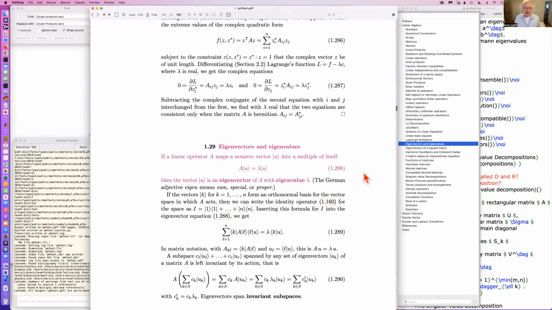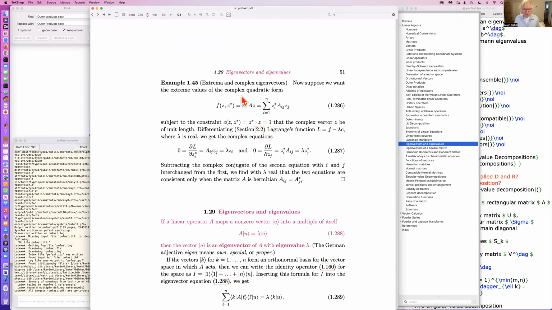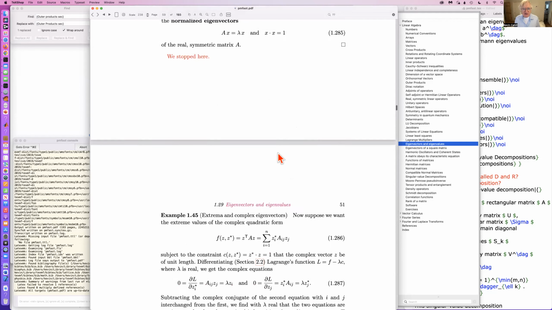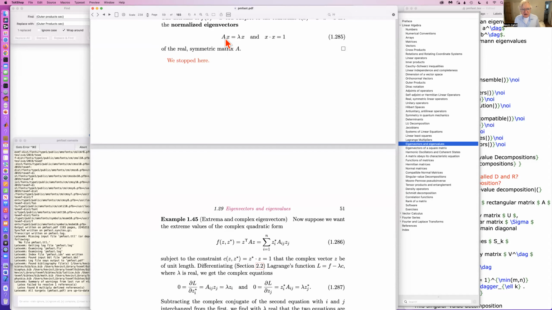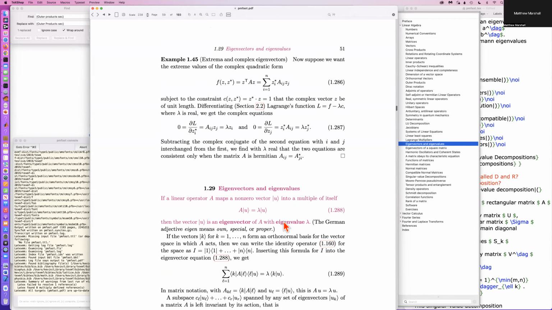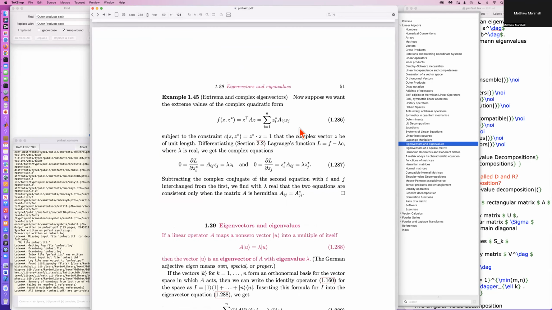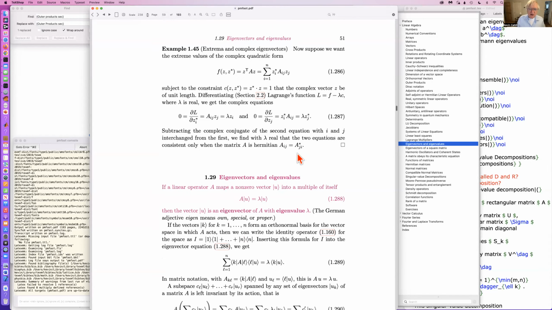Anyway, eigenvalues. What I failed to say here is that when this is the case, then AZ is lambda Z. And those are these equations, AZ equals lambda Z. And this is the equivalent equation provided A is Hermitian.